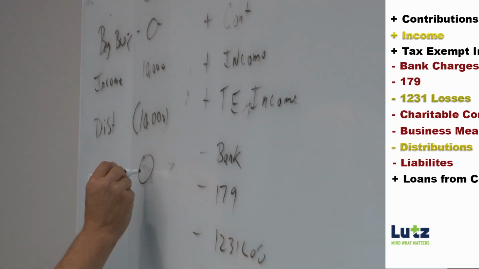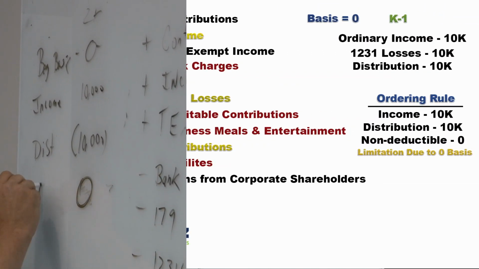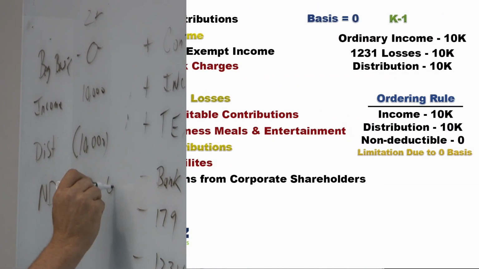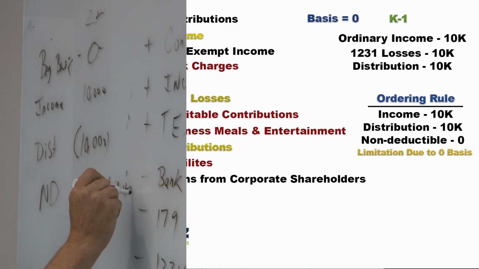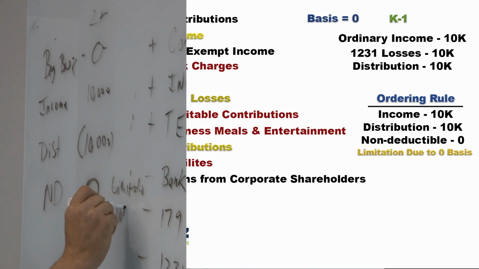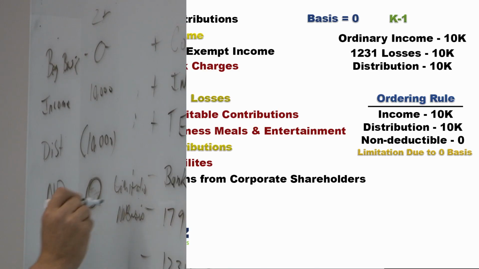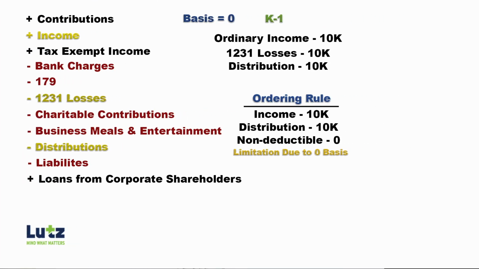Okay, so your non-deductibles are 0 by virtue of the limitation because there's no basis. Okay, so now we've accounted for non-deductibles. What else has not been accounted for? The loss.